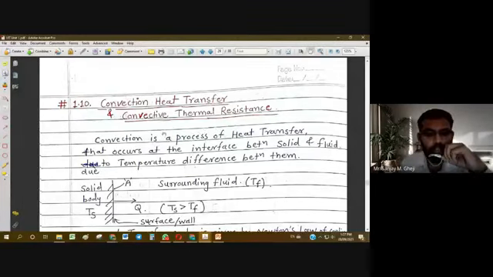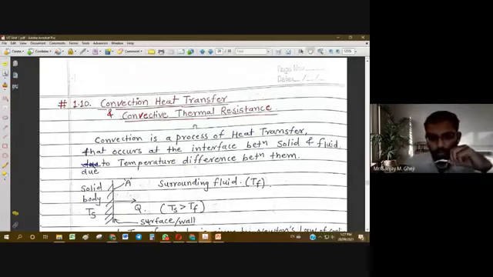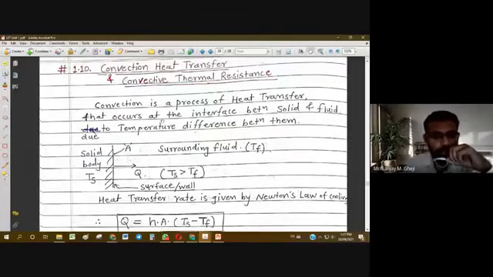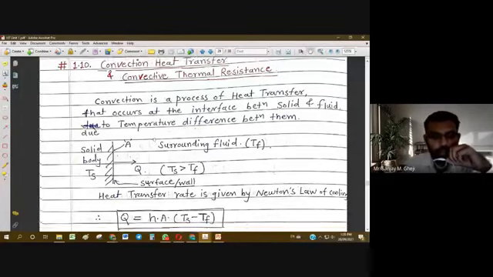Now let us look at convection heat transfer and convective thermal resistance. Just like we have resistances for conduction, for convection also there is a thermal resistance. That will be said as convective thermal resistance, or thermal resistance due to convection. Convection, we have seen, is a process of heat transfer that occurs between the solid surface and the fluid which is surrounding, due to temperature difference.